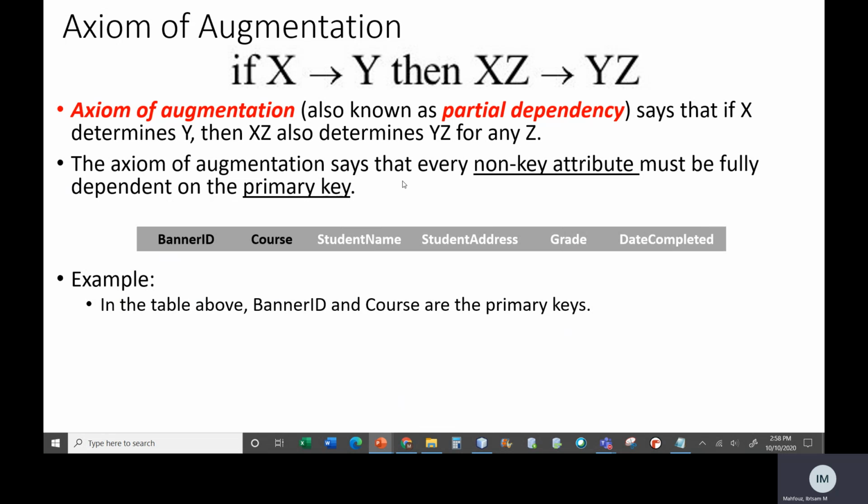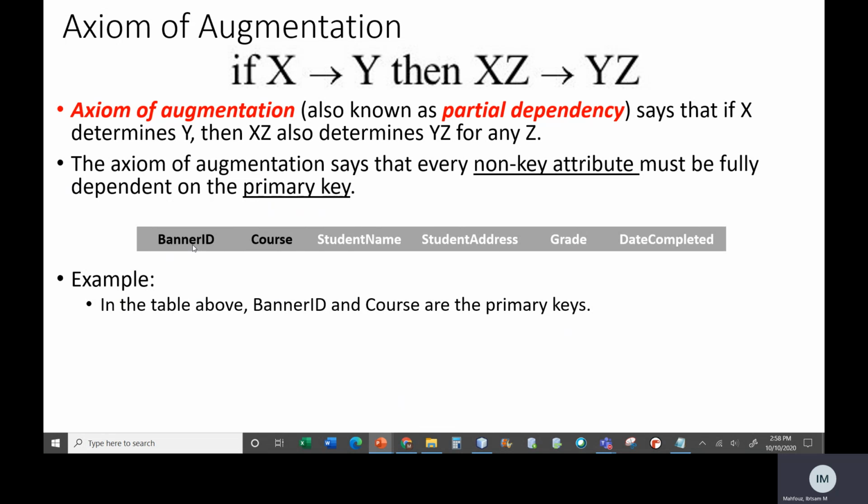So if I look at this table, I would have to have two attributes become my primary key: the banner ID and the course. If you tell me the banner ID and the course, I will be able to tell you the name, the address, the grade they got for the course, and when they completed this course. Now here, I have a partial dependency. The student name does not depend on the full primary key. It only depends on the banner ID. The student address only depends on the banner ID. So we call that a partial dependency.